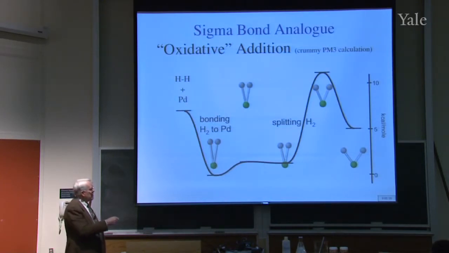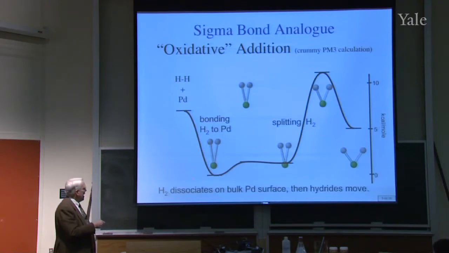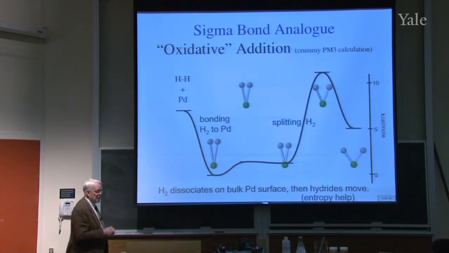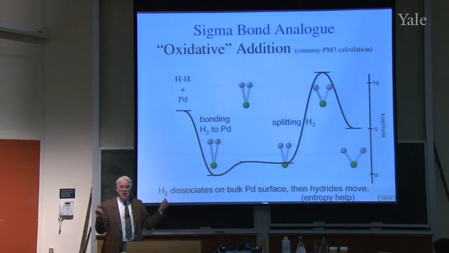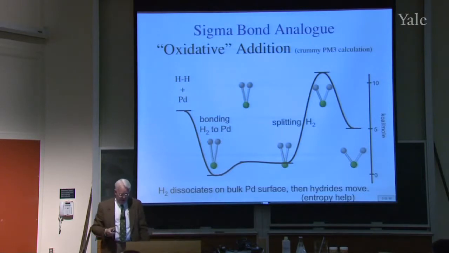However, once it gets up there, these hydrogens can move from one metal to the next because we're talking about a solid metal in this case, okay? So in fact, it dissociates on the palladium surface and then the hydrides move. So you get an advantage from entropy, from the hydrogens getting apart. Even though it's uphill a little bit in energy, it's very favorable to move them apart in entropy rather than having to have them right next to one another. So it's possible to dissociate hydrogen on palladium.